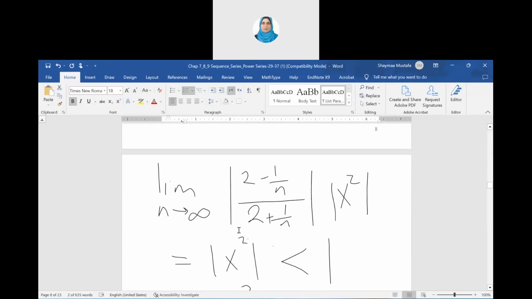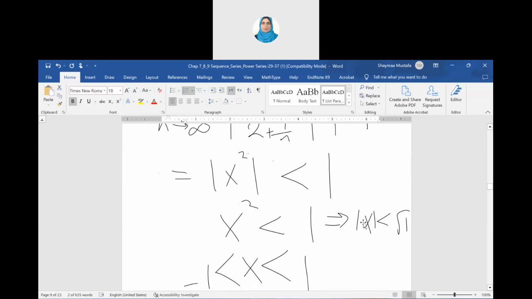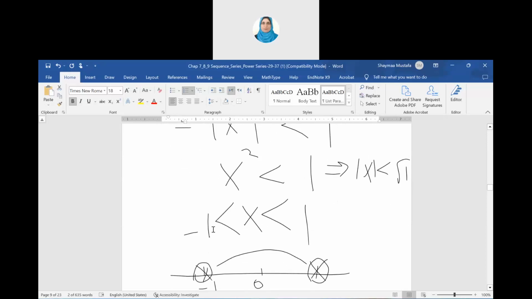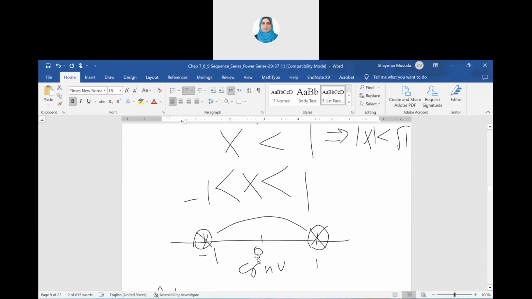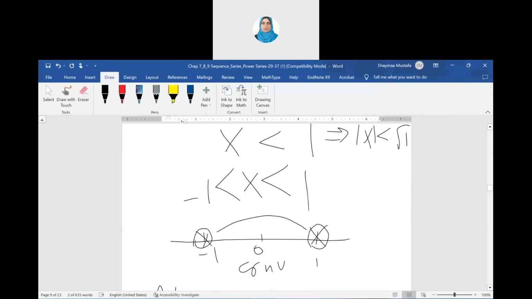Then we have the absolute value of x squared less than 1, which means the absolute value of x is less than the square root of 1, which is 1. So x is again between -1 and 1. So here your interval is from -1 to 1, centered at 0. The radius of convergence is equal to 1.